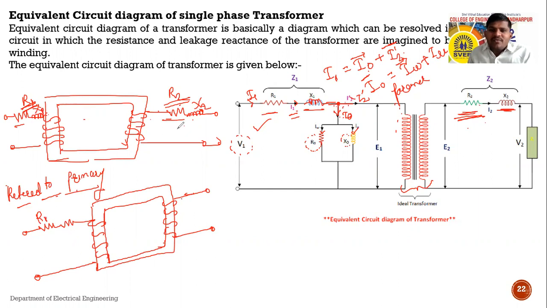I am considering referred to primary. That means secondary value can be transferred into the primary side. At that situation, it can be represented by R2 dash. While transferring R2 to R2 dash, there is an effect of transformation ratio K. So suppose consider the transformation ratio of the transformer is nothing but K. Right? See how it can be verified.